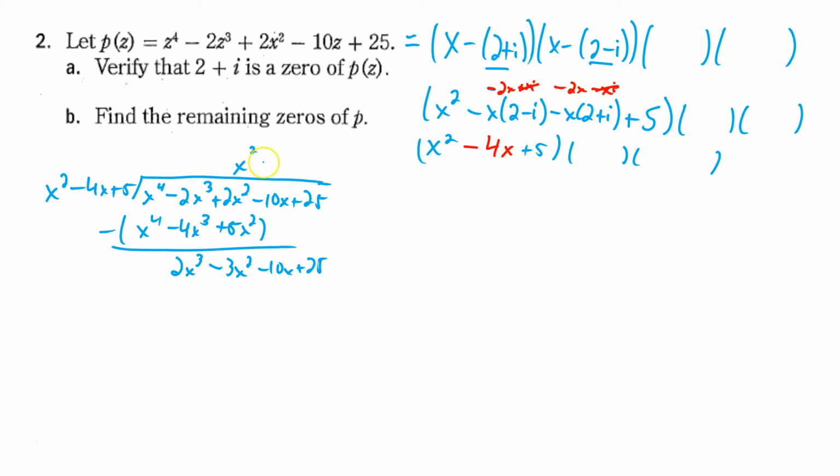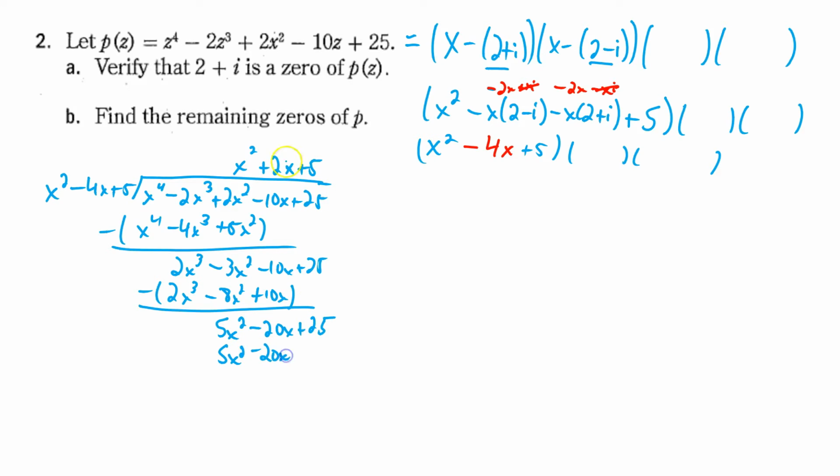x squared into 2x cubed is 2x. Multiply down, we get 2x cubed minus 8x squared plus 10x. All right, plus 10x, yep. Subtract that off. Crossing our fingers, we get 0 here because this should be a factor. So we'll see. 2x cubes cancel. Negative 3 minus a negative 8 is a positive 5x squared. Negative 10x minus negative 10x again is negative 20x. And then plus 25. Lots of 5s here, so this is looking promising. So x squared into 5x squared is 5. So we have 5x squared minus 20x, good, and then plus 25.